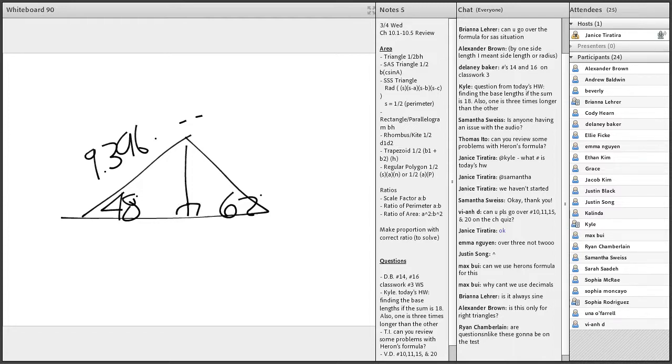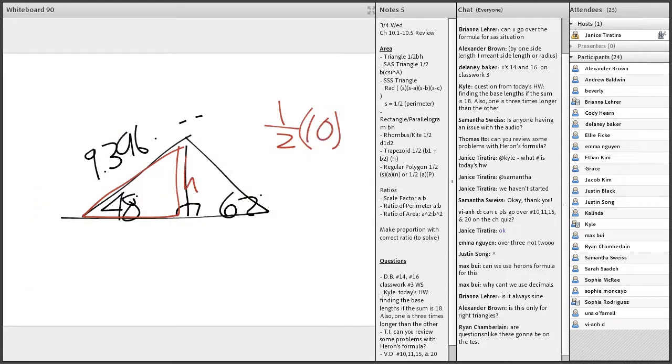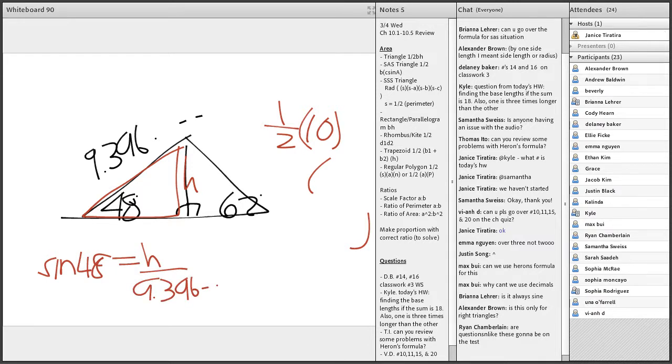So we're going to use this triangle over here, and we're finding the height. The bottom was 10, so we don't need that 10 anymore. We're just trying to find the height. So we're going to do sine of 48 degrees equals h over 9.396. It's still in my calculator. h is 9.396. It has not deleted yet.